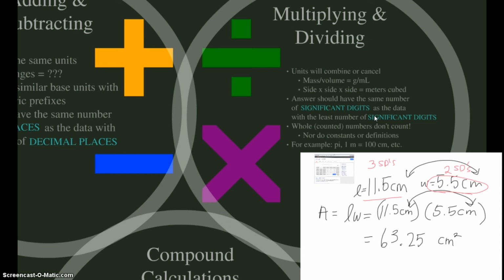So I count from the left. 1, 2. The 3 is going to be my last digit. So my final answer is going to be 6, and then I look at the 3, I look to the right here. Is this number 5 or greater? It's not, so I'm not going to round up. I'm just going to leave it 3. And then my final unit, centimeters squared, there is my answer, 63 centimeters squared. That's my final answer with correct significant digits.